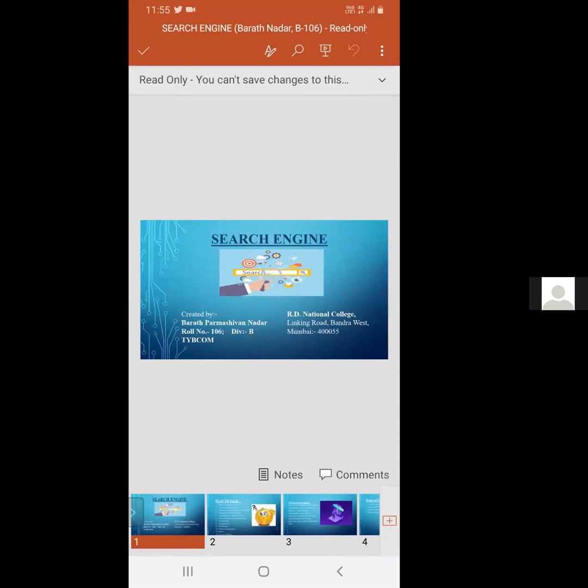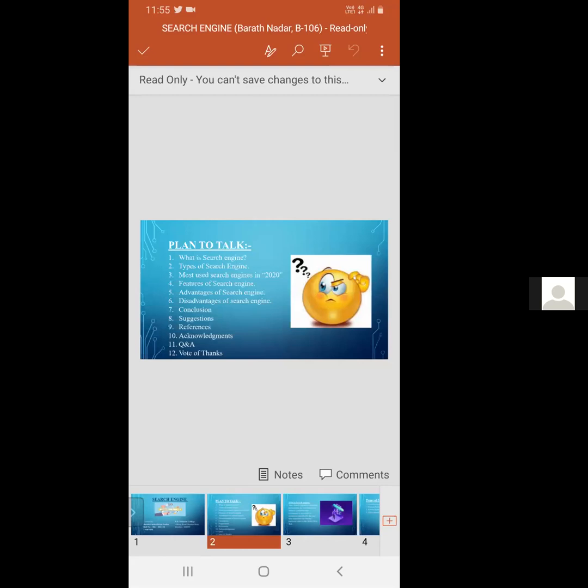Hello everyone, I am Bharat Parmashivan Nadar, roll number 106, B Division TYBCOM. Today I have prepared a small PPT on search engine. I would like to show you the points I am talking about in my PPT. First of all, we will discuss what a search engine is and what the types of search engine are, the most used search engine in 2020, features of search engines, advantages of search engines and disadvantages of search engines. After that, we will conclude with what we have arrived at after seeing all the advantages and disadvantages of search engines. Hereby, I am going to start.